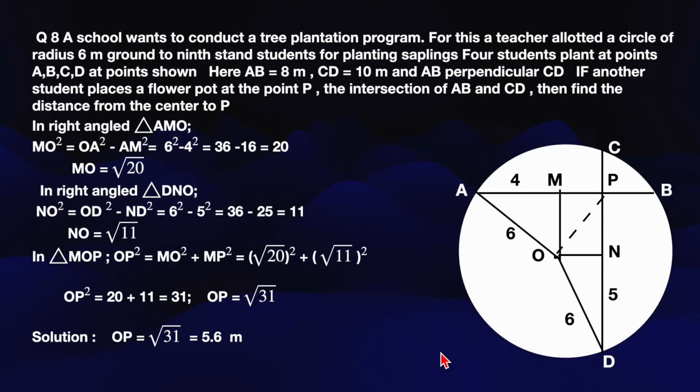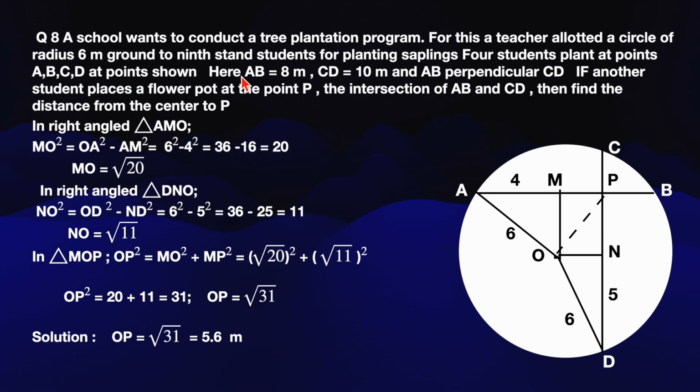Question 8. A school wants to conduct a tree plantation program. For this, a teacher allotted a circle of radius 6 meters to 9th standard students. So here is the circle, that is the ground allotted to the students. The radius of the circle is 6 meters.